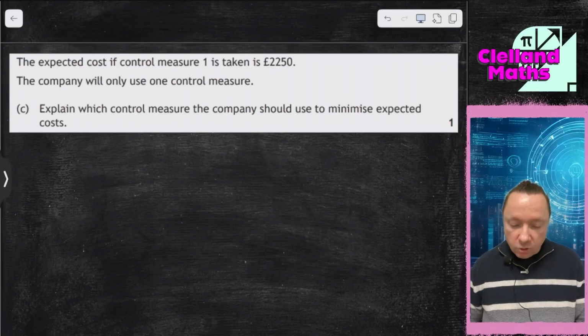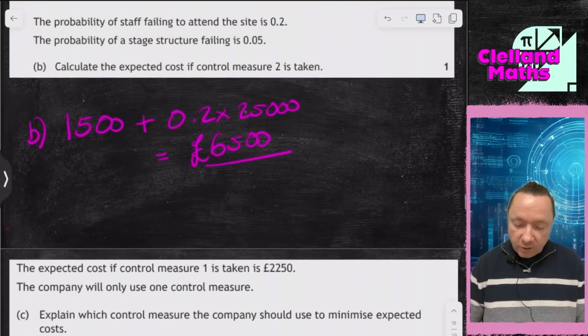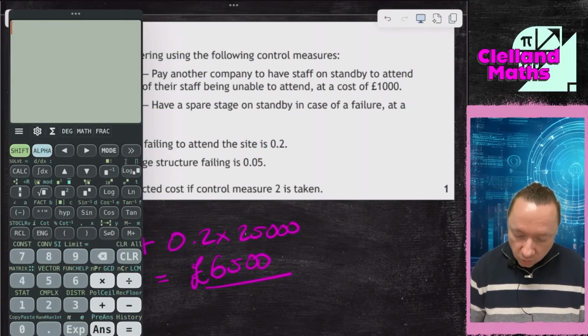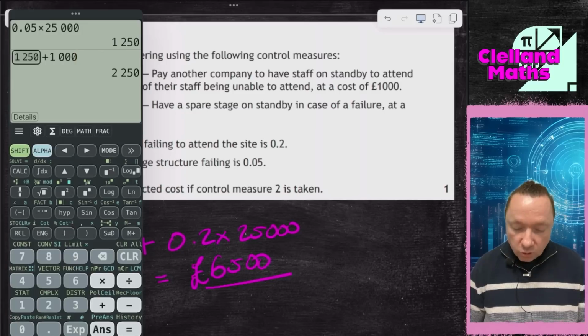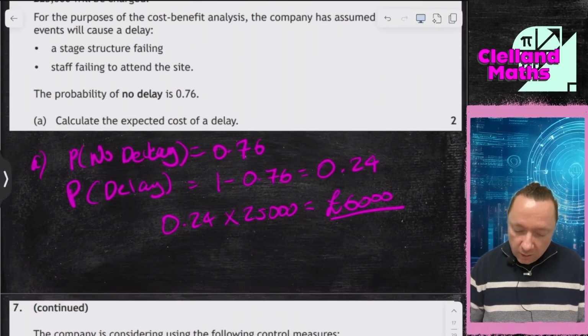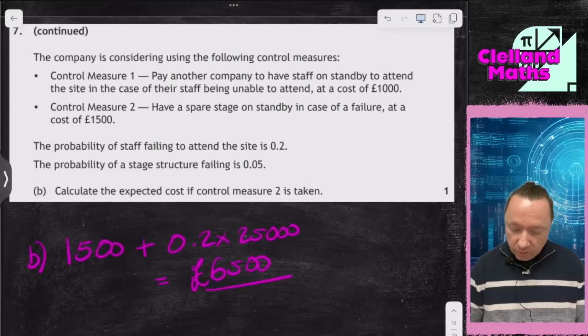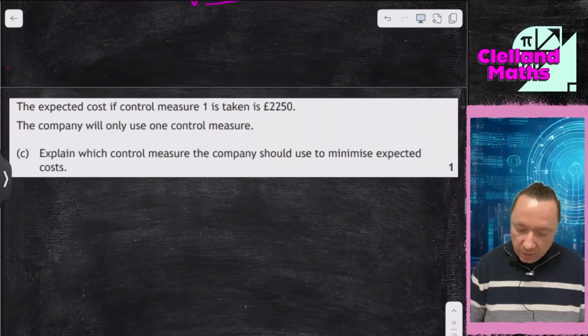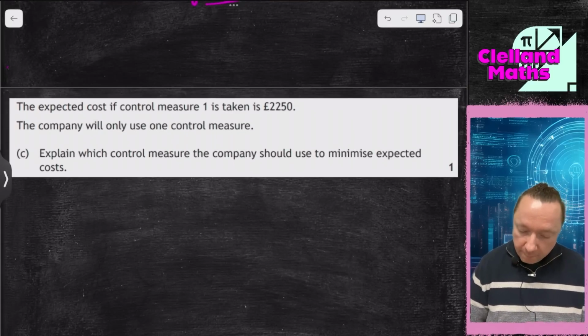The company will only use one control measure. Explain which one they will use to minimise expected costs. Let's just check that that's £22.50 for the sake of it. So if it's £22.50, that's because the structure could still fail at £25,000. And then we're adding on £1,000 for the cost of control measure 1, which is £22.50. So that's where we got that number from. But we know if you do nothing, it's £6,000. If you do control measure 2, it's £6,500. So we should do control measure 1.